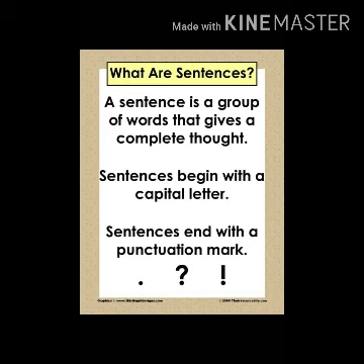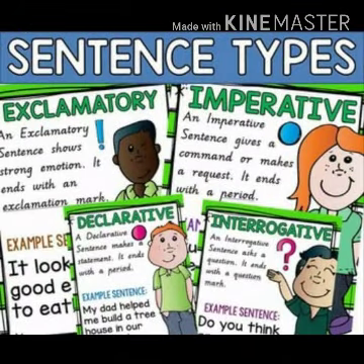One of the words must be a verb, that is, an action word. Every sentence begins with a capital letter and ends with a punctuation mark. Punctuation mark may be a full stop, question mark, or exclamation mark depending upon the type of the sentence. Let's move on and talk about the kinds of sentences.